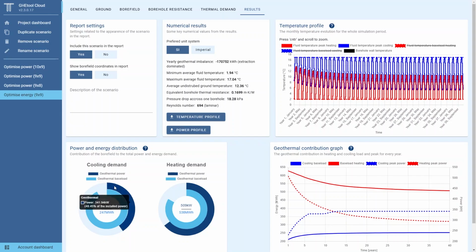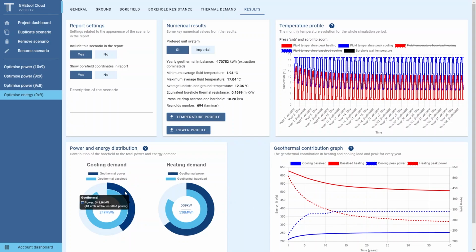Namely, we have, with this 341 kilowatts in cooling, 40% of the total installed power that is geothermal, but the sum of both powers is more than our building demand. So that's an important difference between the optimized power and the optimized energy: when you optimize for energy, you will over-invest in one way, you will install too much power in order to get most out of your bore field, so to try to minimize the geothermal potential for energy.